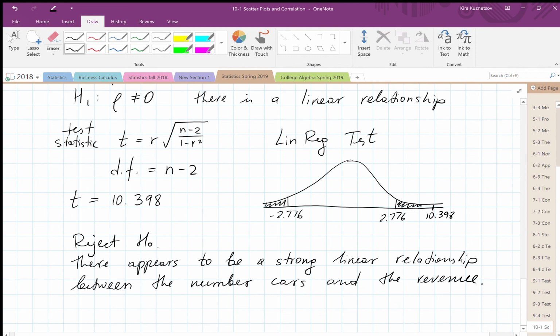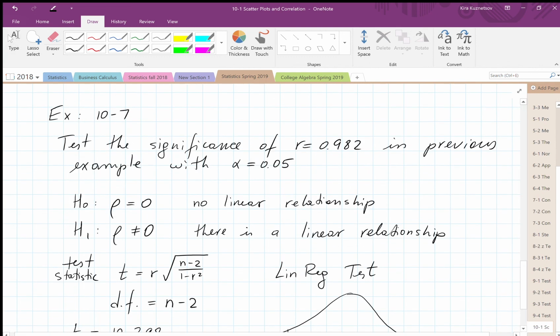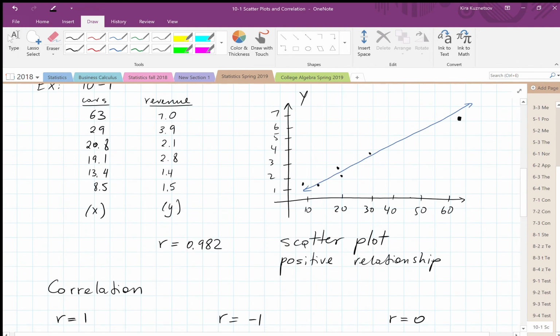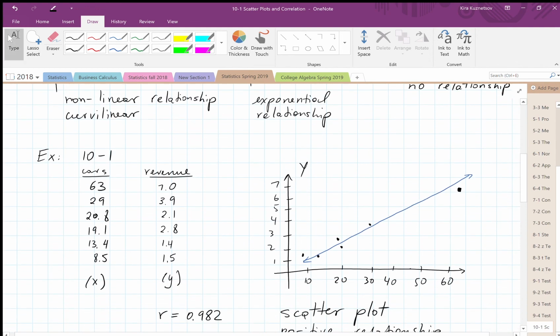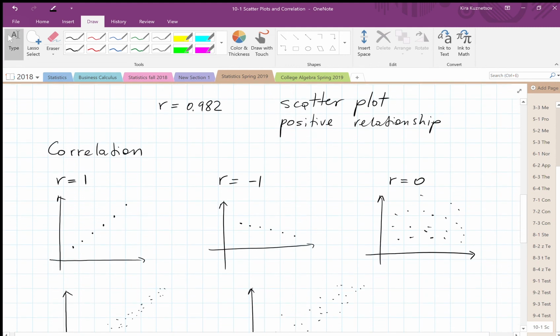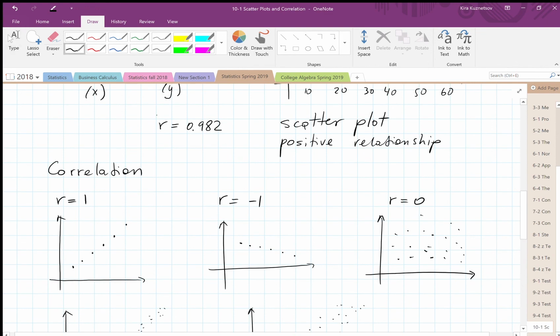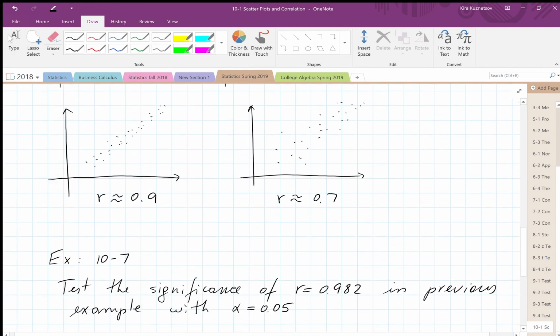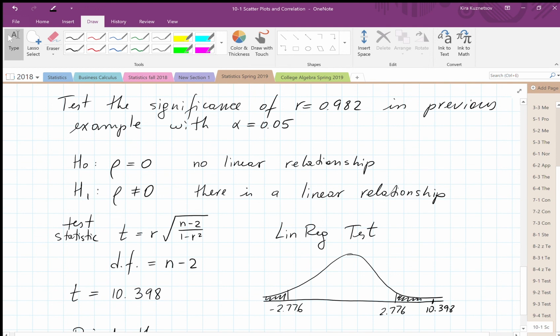In the next video, I will actually go back to the same test and we'll go through all of the steps of 10.1, meaning draw out a scatter plot, find the correlation coefficient r, and run a hypothesis test of the significance of that correlation coefficient.